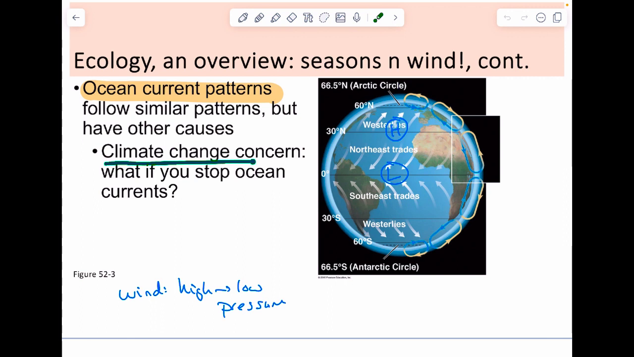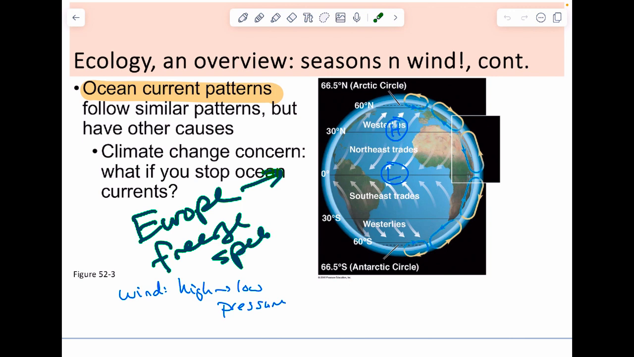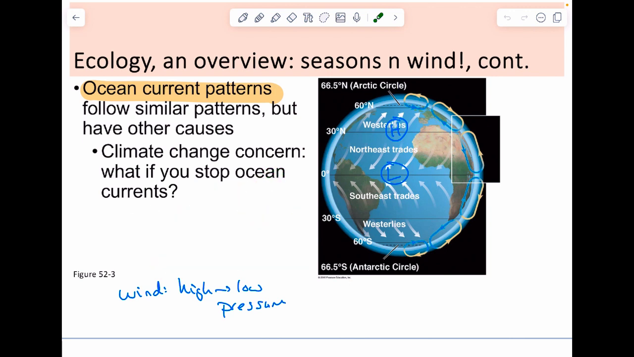One of the issues that we're starting to worry about is, what if due to polar melt, or us melting the ice caps and the glaciers, we interfere with some of these ocean currents? Part of the concern is we might disrupt water flow within the Mediterranean, and that could lead to Europe having freeze spells, where massive chunks of Europe freeze, and that's not normally a thing. It is a possible forecast if climate change results in the disruption of some of these current patterns.